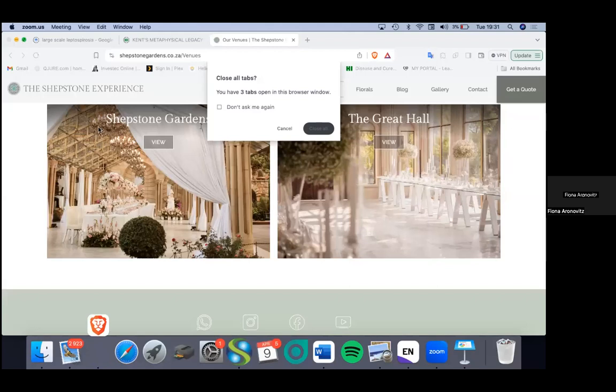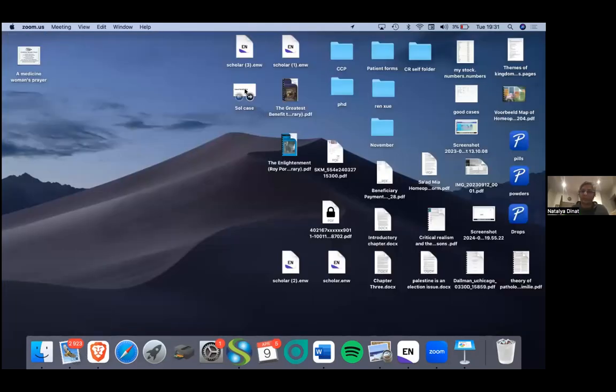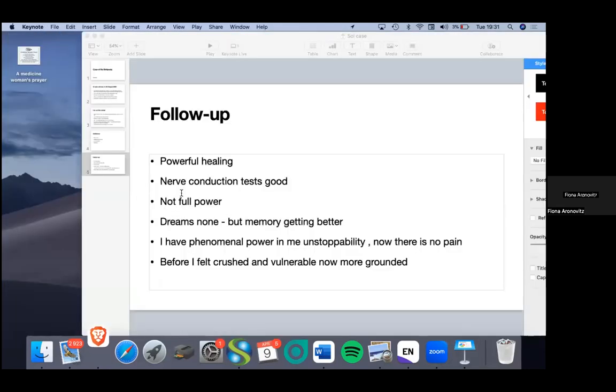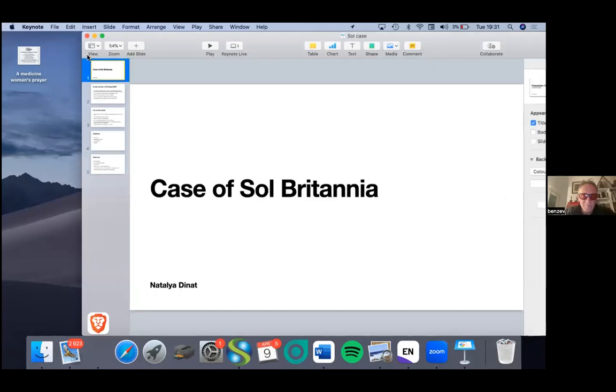I've used Sol on a very physical level. I've used it for sunstroke, and it's worked amazingly. I think it's well known for that.